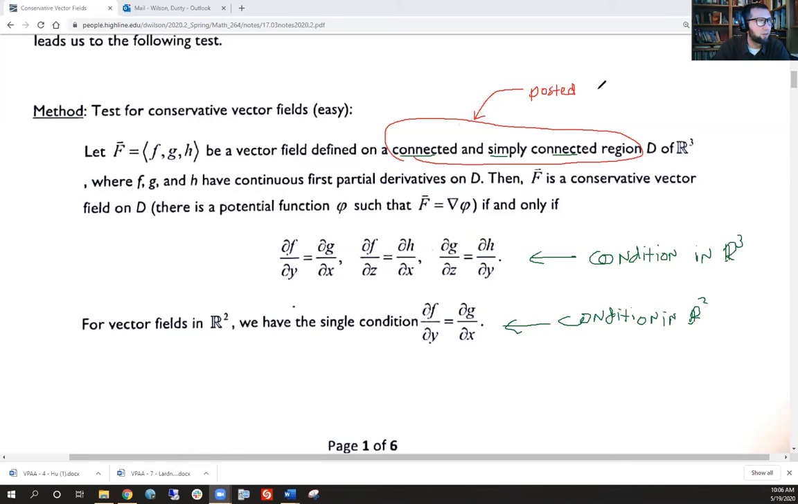Is there a really quick explanation of these two terms? Yeah, like the short version. So some of the stuff means things like your regions can't be like this, where this can't be both D. This would be an example of something that is not connected.